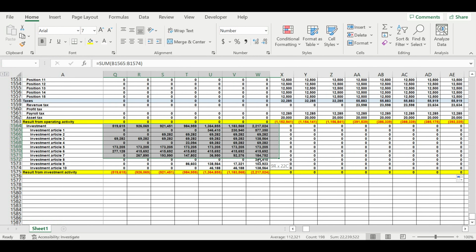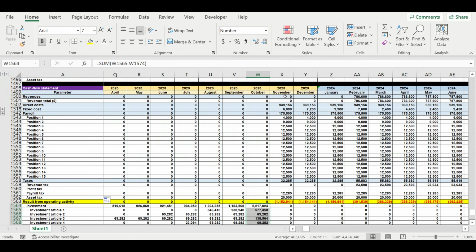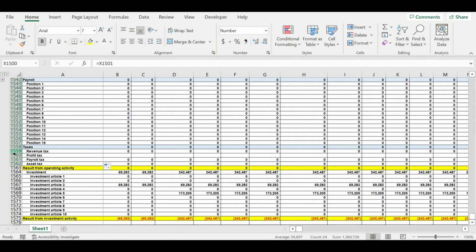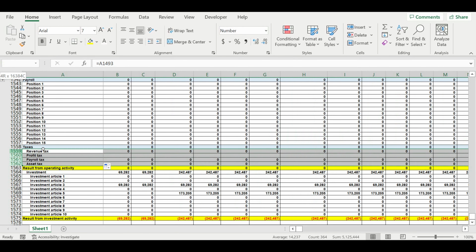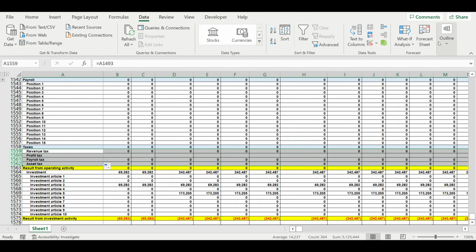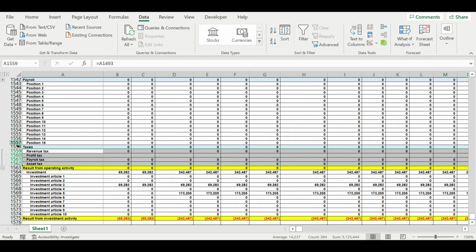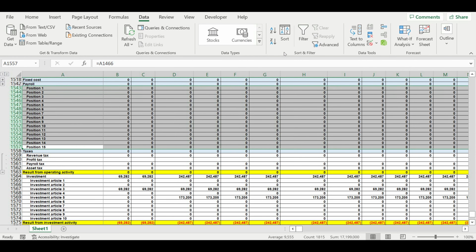Where an operating activity starts, to this moment when we are seeking for the tenants. And here we have the first revenues. And here we have the moment when we start operating activity. So we will just group this. Group this.